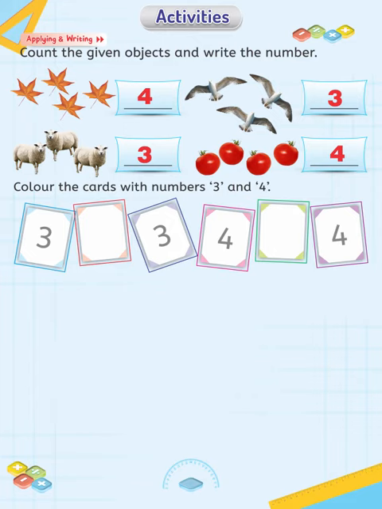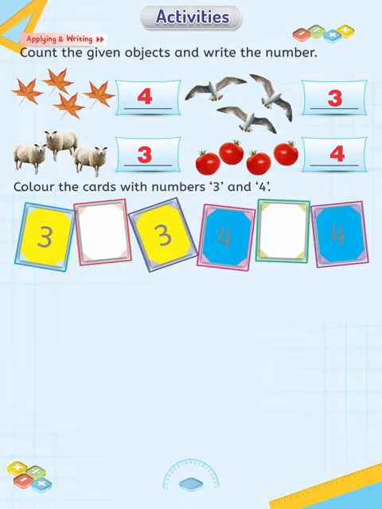Color the cards with numbers 3 and 4. You may use different colors for the cards showing the numbers 3 and 4 accordingly. For example, you may color all number 3 cards in yellow and the ones showing number 4 in blue.